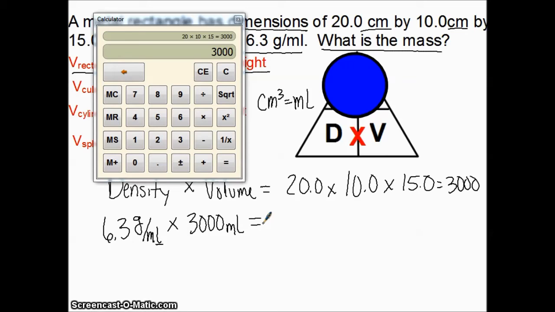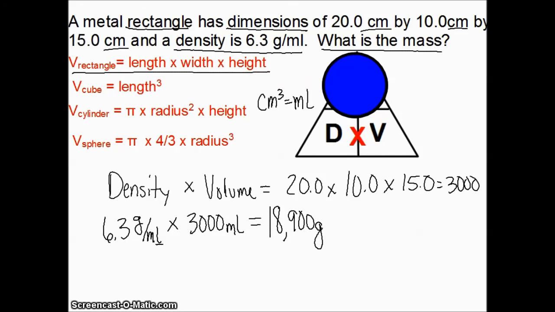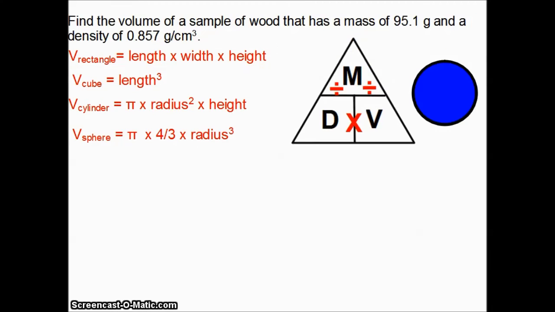We're just going to times it by 6.3. Oh, sorry. Didn't get my point there. There we go. We have 18,900. And we were looking for mass, and that was measured in grams. So there's our answer for the mass. All right, so now that one's done, let's look at the next problem here.